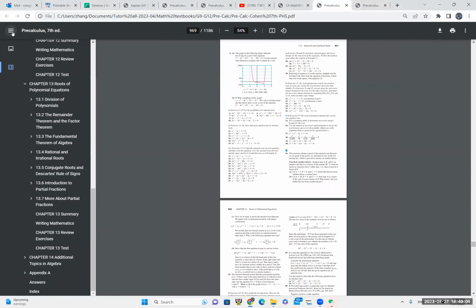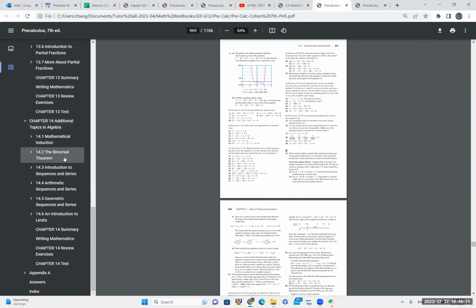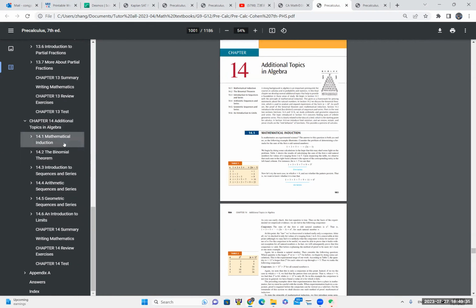This time we'll really go to the last chapter. Mathematical induction. Binomial theorem. Maybe we'll just go through this too. Then if we have time, jump to 14.6.